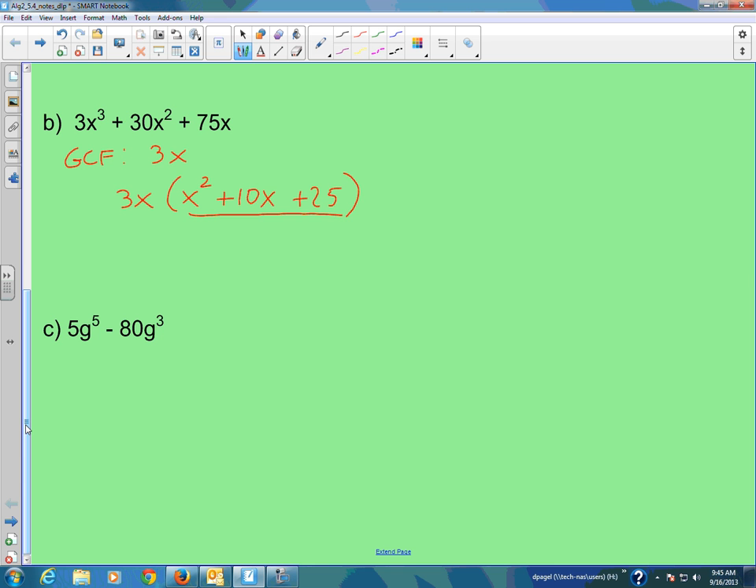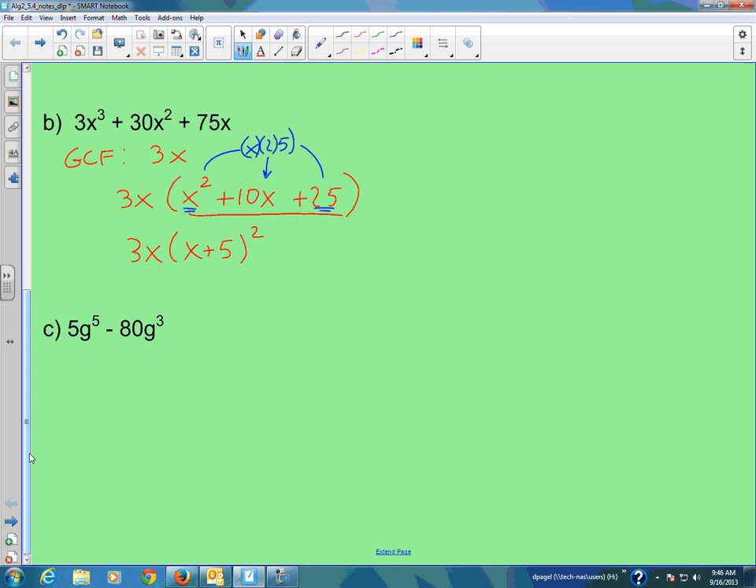Well, look at the x squared, that's a perfect square. 25, that's a perfect square. And if I took the roots of each of those, an x and a 5, and I multiplied them together, and then did that by 2, I would get the middle. So we're doing twice the product of these roots here. So this is a perfect square trinomial, which means this will then take the form of 3x, x plus 5 quantity squared. Or x plus 5 times x plus 5. We'll go ahead and just leave it as x plus 5 squared.